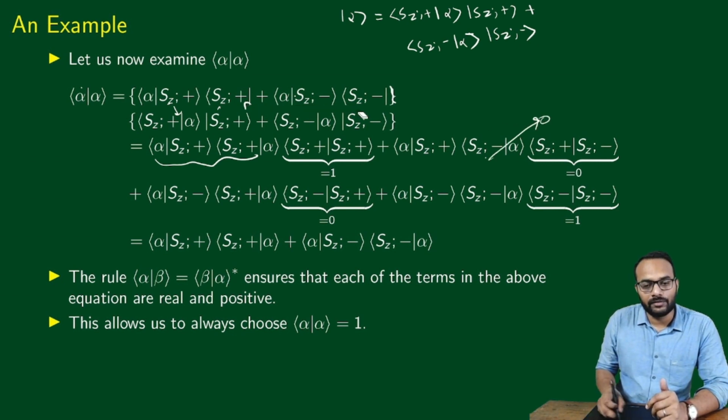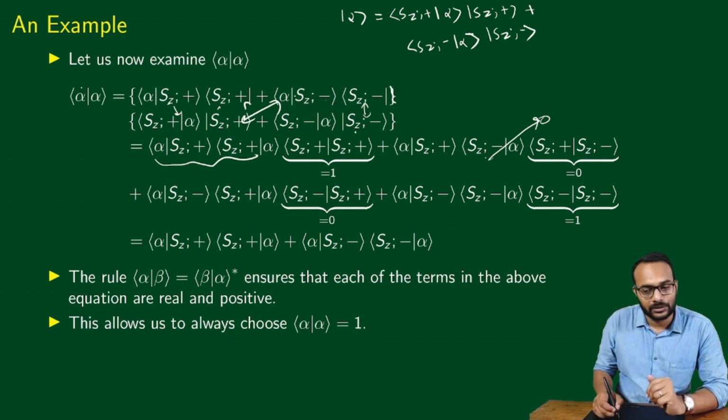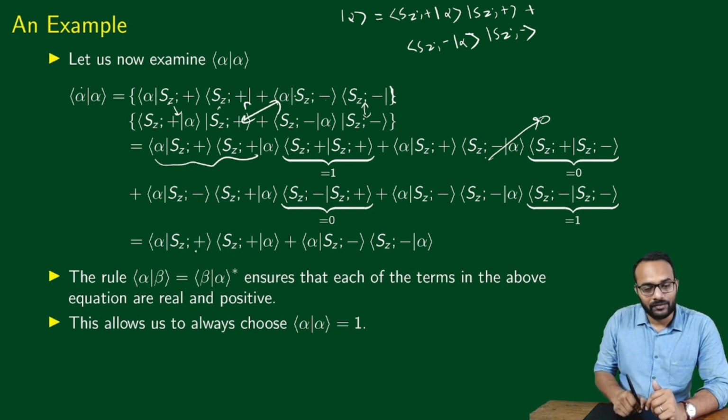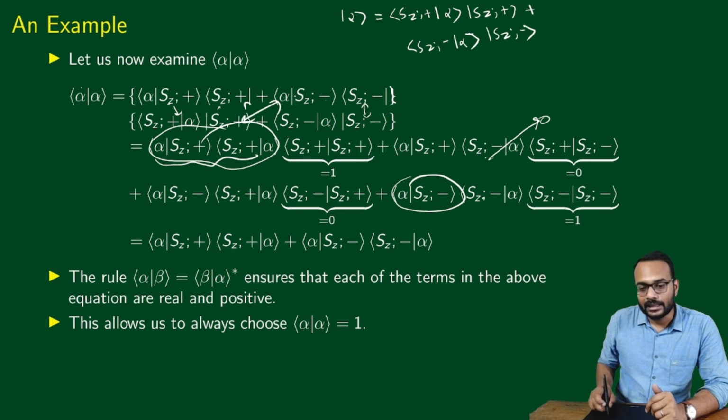Okay. Similarly, we can find the other two terms. If we combine these two, again you will get 0 because of the orthogonality. And if you combine these two, this combination will become 1, right? Because we are using normalized base vectors. And this simply becomes, we get a contribution from here, bracket alpha sz plus, bracket sz plus alpha comes from here, and alpha sz minus that comes from here, bracket of alpha with sz minus, and bracket of sz minus with alpha.